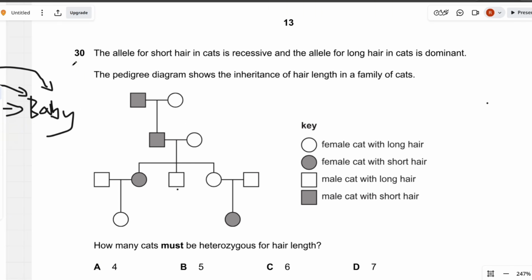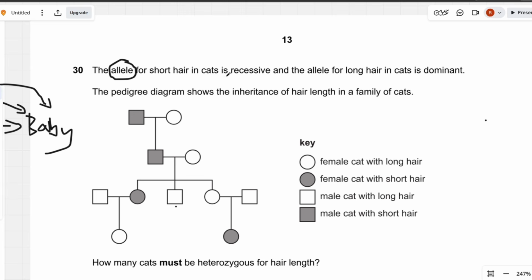Moving on to question 30, this is the most difficult question in this whole exam paper, and honestly one of the most difficult questions I've seen ever show up in paper 2. So if you can ace this one, I can guarantee you'll do very, very well in the rest of the syllabus. The allele for short hair in cats is recessive, and the allele for long hair in cats is dominant. The word allele means an alternative form of a gene. The allele for short hair in cats is recessive.